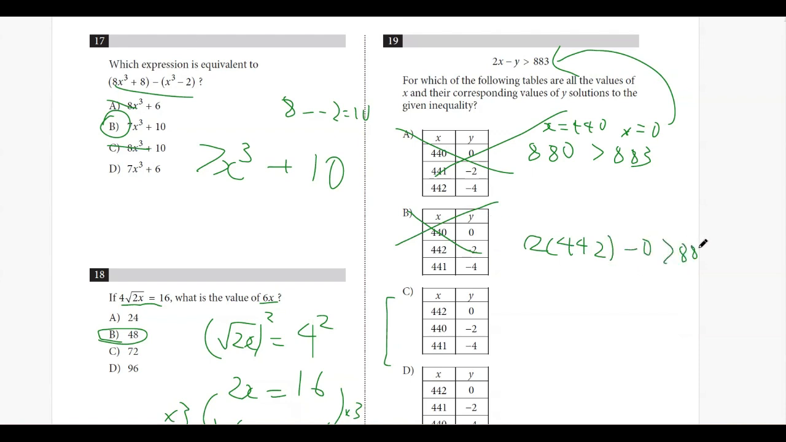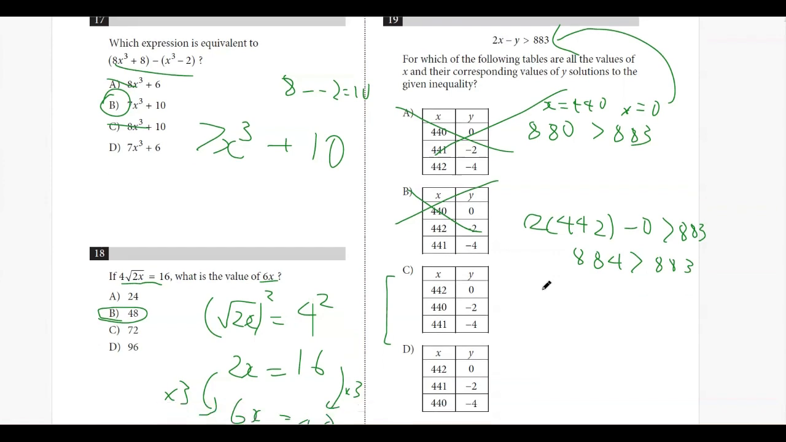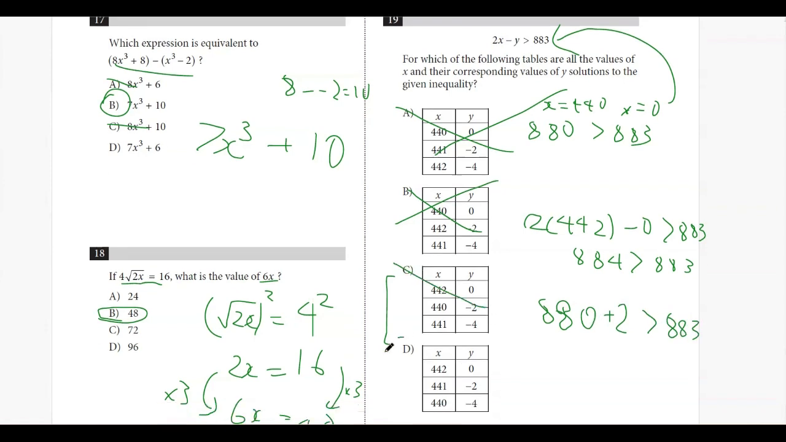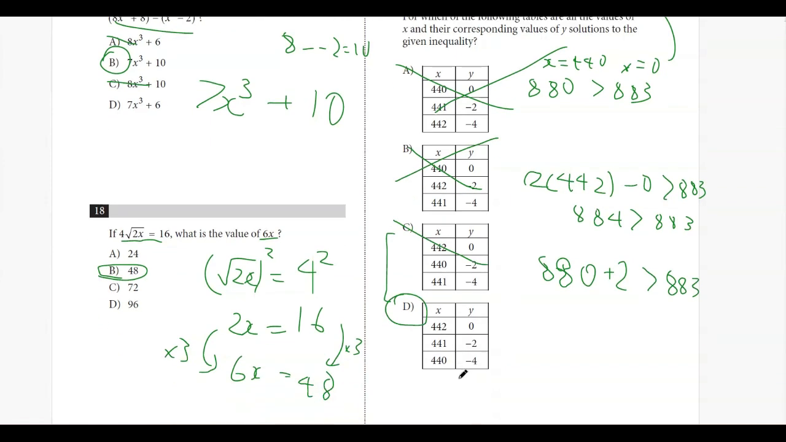Is this greater than 883? Yes, it is, because 884 is greater than 883. Let's see if 440 times, so 880, plus... 882 is not greater than 883, so C is eliminated. So the correct answer choice here is D as in David. You can check this on your own, but for question 19, D is going to be correct.